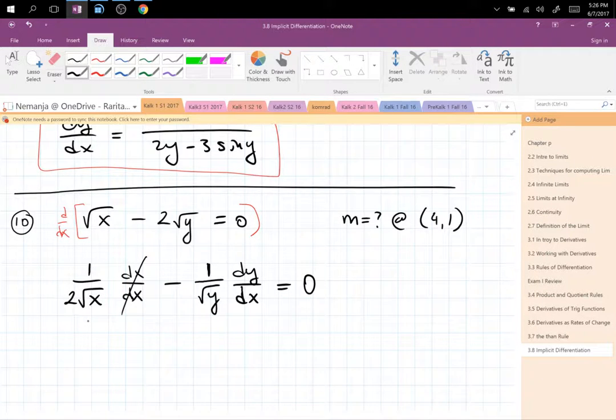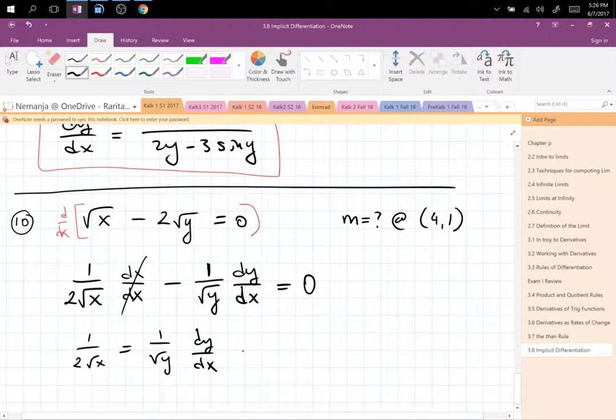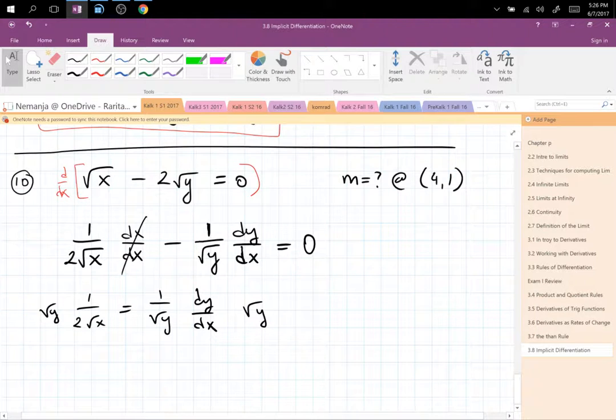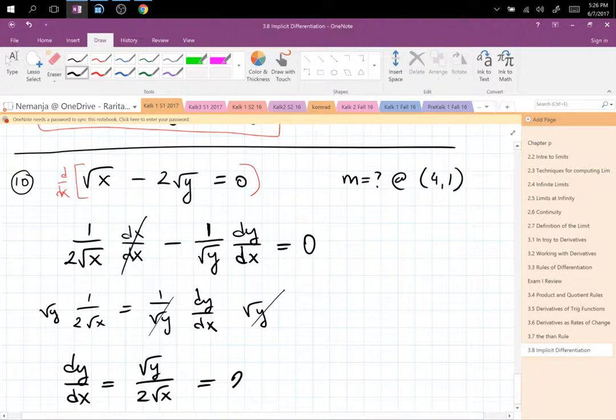Very good. So we have 1 over 2 root x is equal to 1 over root y dy dx. And then we multiply both sides by root y. That will cancel on the right. Of course, it's math. And we have square root of y divided by 2 square root of x, or if you want to be fancy, 2 square root of y over x.